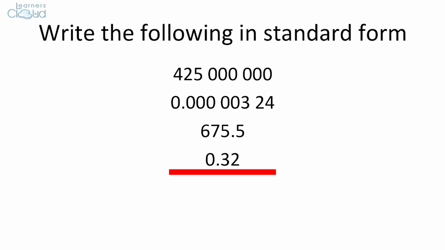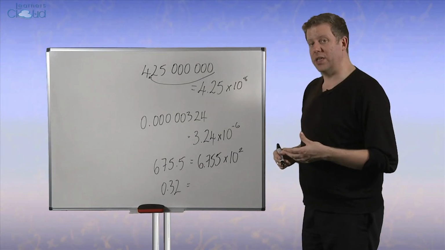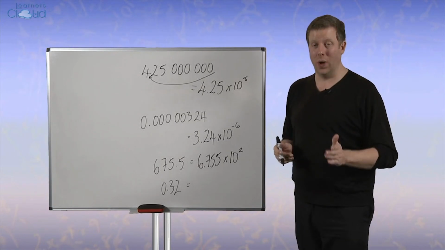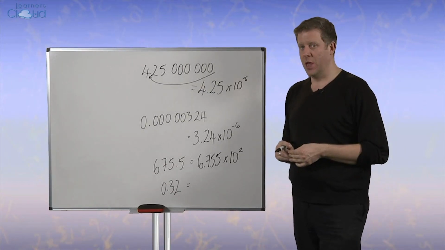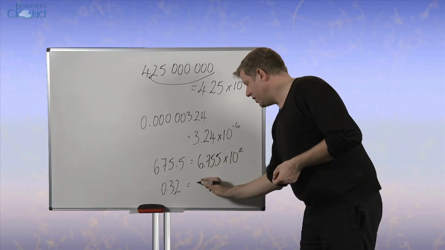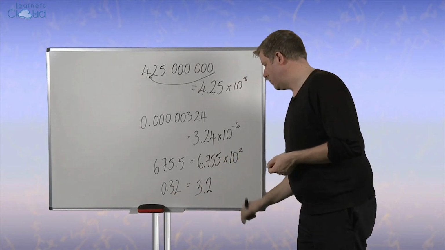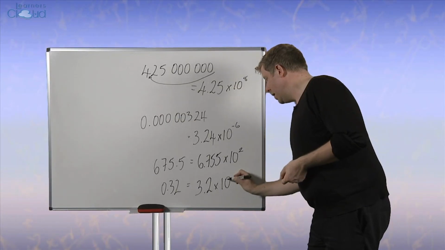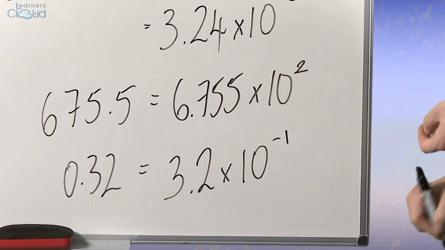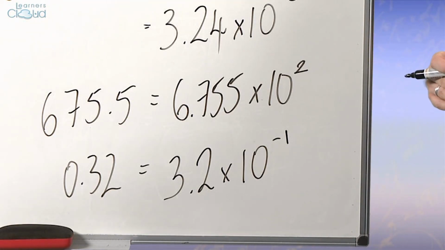And the last one, 0.32. People often make a mistake on this one and believe it can't be put into standard form because they forget that the number actually has to be between 1 and 10 and not 0 and 10. So we can move the point in this number one space between the 3 and the 2 to give us 3.2 multiplied by 10. Remember, it's a negative power because it's a number less than 1, minus 1.